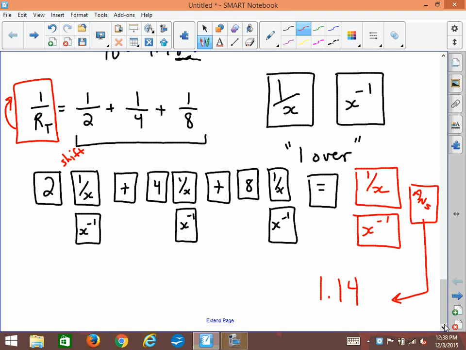Okay, so that's a series and a parallel circuit example. If you go to the assignment section, you will see there's an assignment where you have a couple of circuits for you to try.